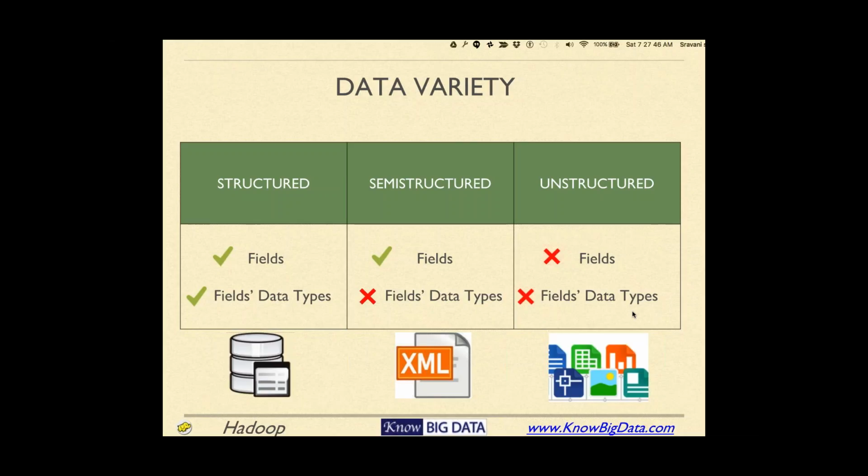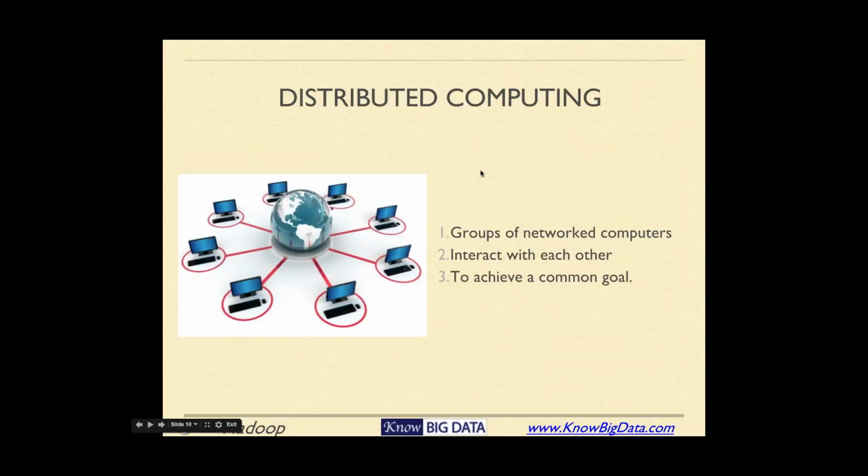Third is unstructured. Unstructured is the case where we neither know the fields in the input, nor do we know their data types. Okay, so that is a quick definition of structured and unstructured data. Next idea is distributed computing.